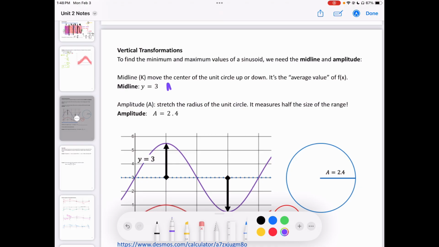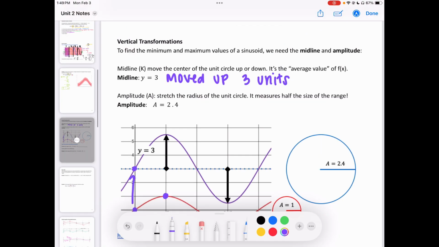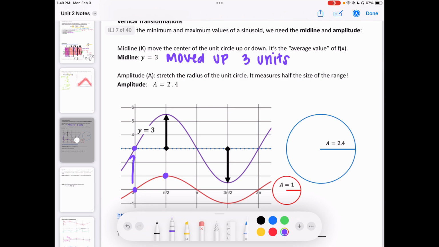This is telling you we moved up 3 units. Here was the 0, here is the 3. So everything moved up. We also happened to stretch. Now, we don't love that we combine these, but we did also stretch. So our function started at a height of 1. It stretched to a height of 2.4, and then we moved it up. So if we wanted to show what that would look like before, it would be here.